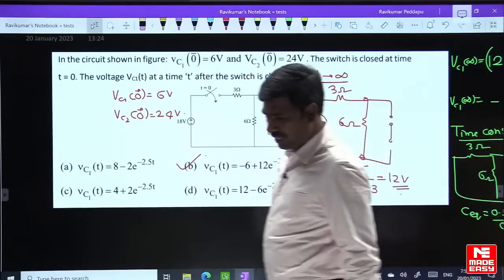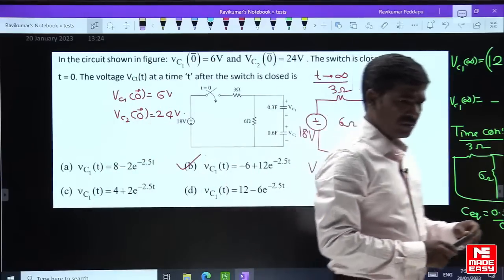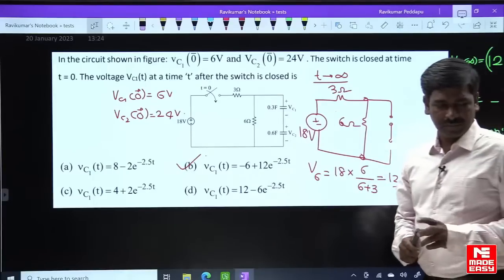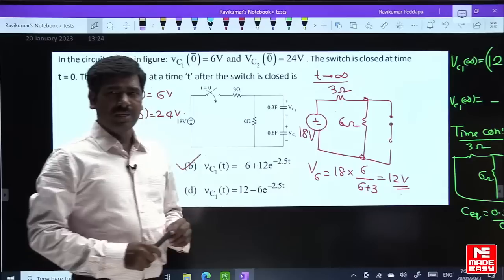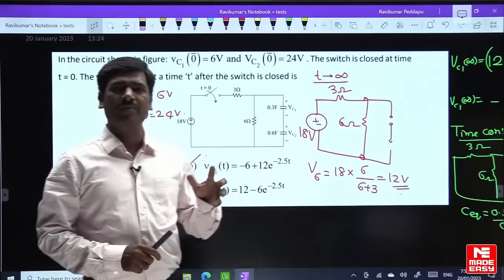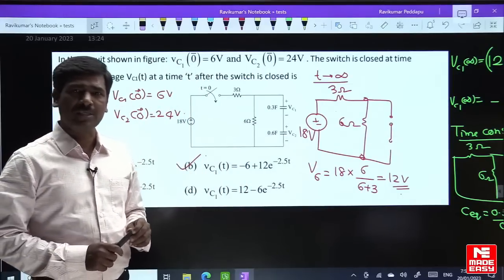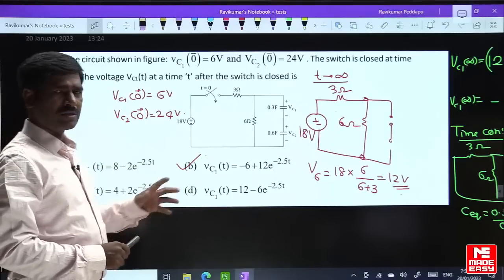Shall I move to the second question? No response. If you are facing any problem with this method, you can apply the Laplace transform technique, which is very easy, but it is a lengthy process.